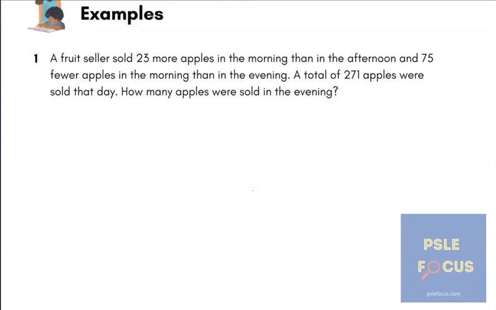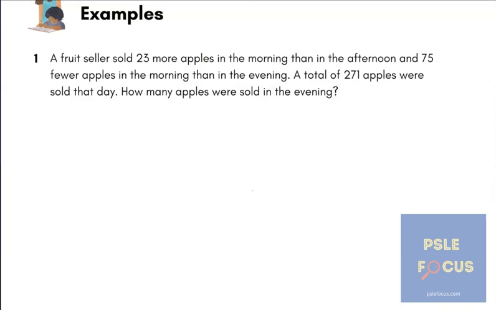A fruit seller sold 23 more apples in the morning than in the afternoon, and 75 fewer apples in the morning than in the evening. A total of 271 apples were sold that day. How many apples were sold in the evening?